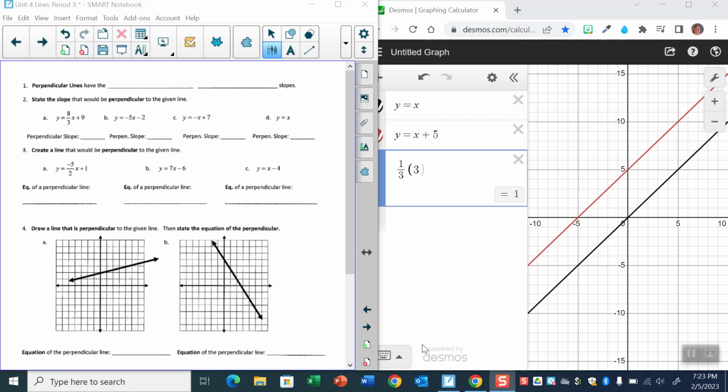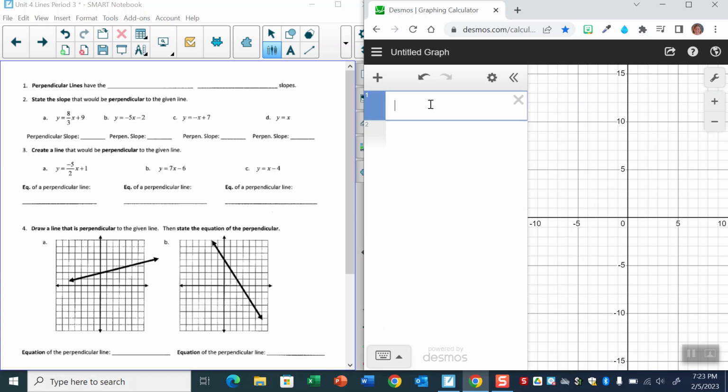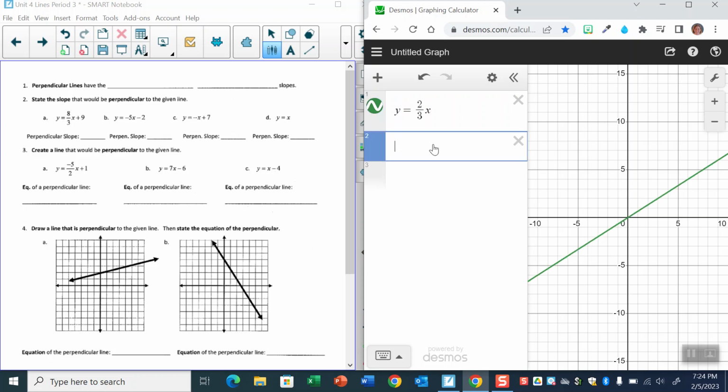Okay, so perpendicular lines have opposite reciprocal slopes. So if we are looking at these lines here, if I have y equals 2/3 x, and I want a perpendicular line, I need two things to happen. I need the opposite, so it has to be negative. And it has to be the reciprocal, so I have to flip my fraction. So it's got to be 3/2.